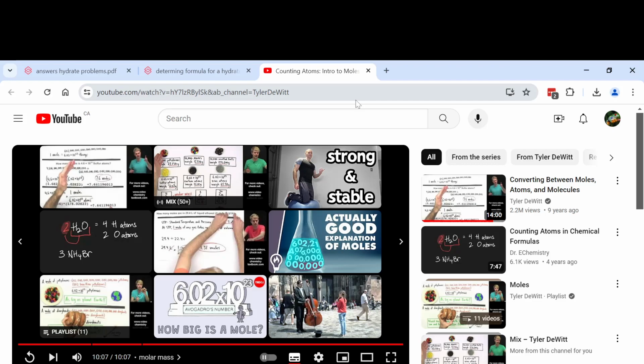So we've learned a bunch of different conversion factors. We have particle ratios. We have 6.02 times 10 to the 23. And we now have molar mass. Okay? So we're going to practice using all of those in separate areas.